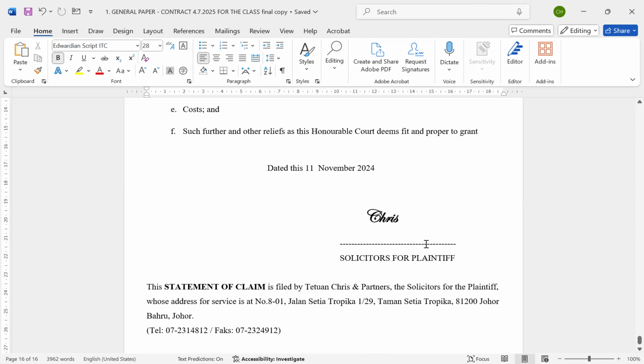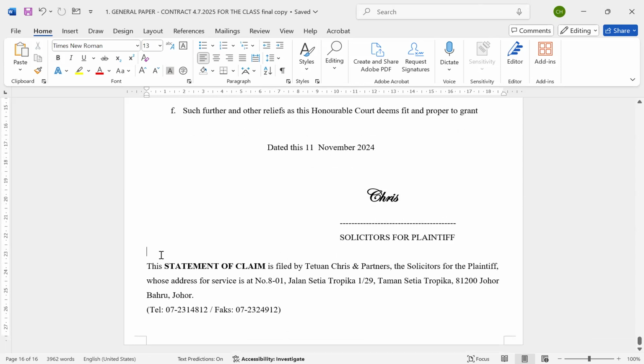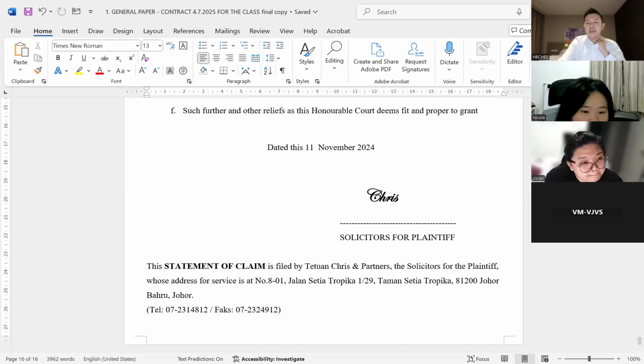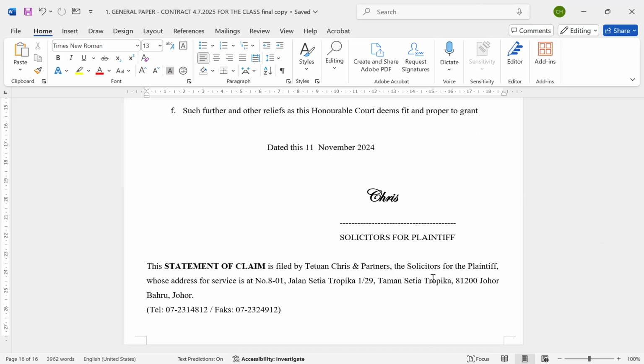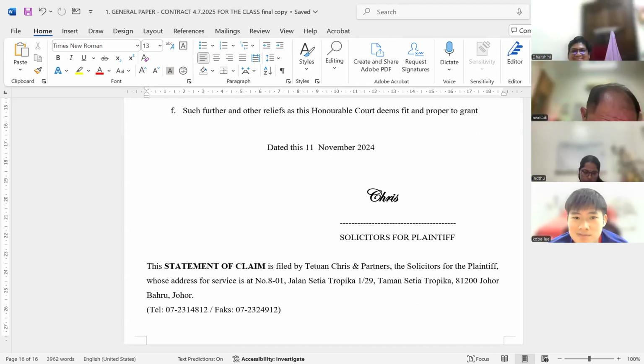Then one garis here, solicitors for the plaintiff, and at the end of the page, you write like this. This statement of claim is filed by Tetuan. Just choose your own name. Tetuan, for example, Ng and Co. The solicitors for the plaintiff, whose address for service, put your house address lah, and your phone number.